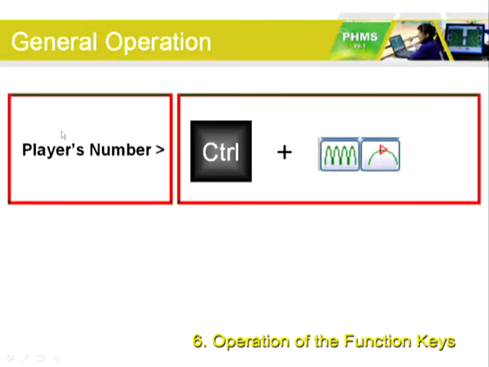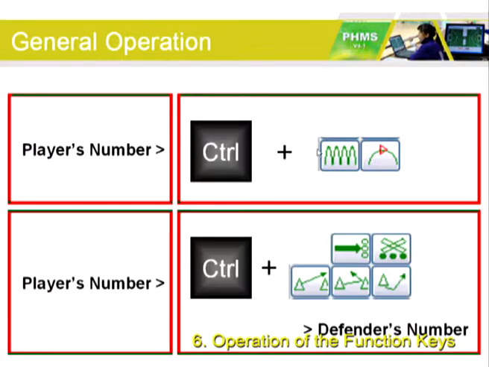We can see that control and the number first, left button. The second stage is at the same time: control and function keys. It happens at the same time. Don't lose your finger with pressing on the control key. The next one is the player's number. This is what we call the attacker's number. And the control key and this function key, and then the defender's number.